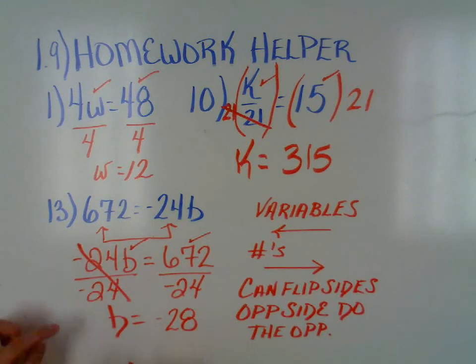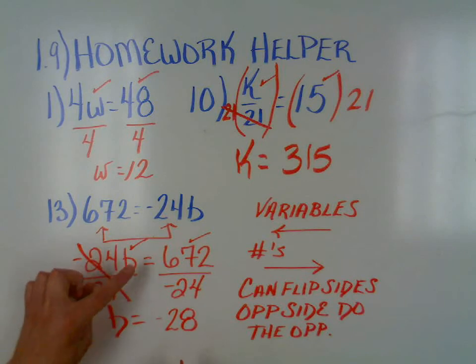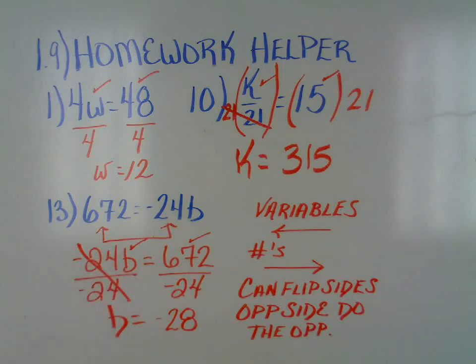And again, you can check that. You can do negative 24 times negative 28. In this case, that is indeed 672. Since the other side says 672, we matched. We know we did this correctly.